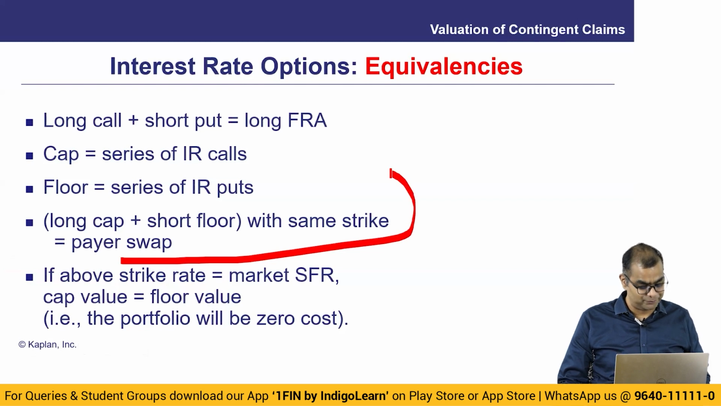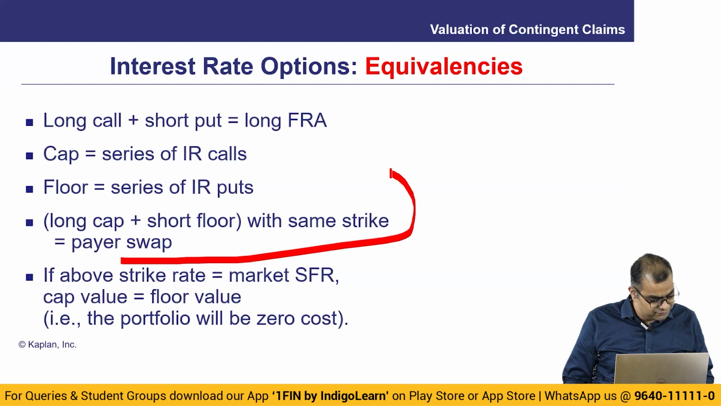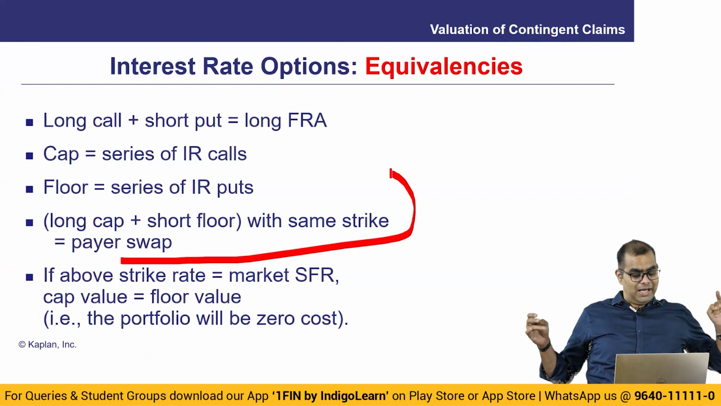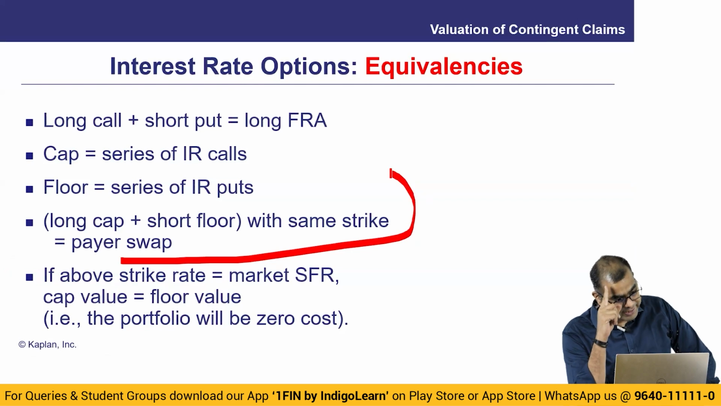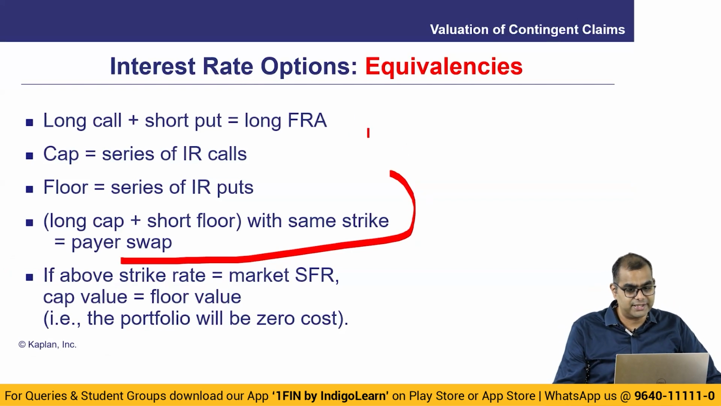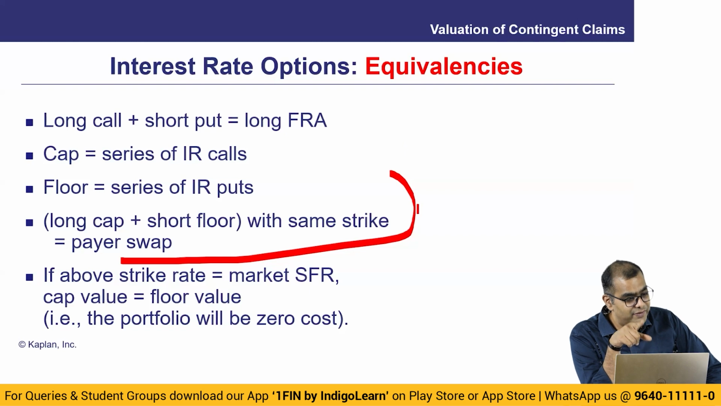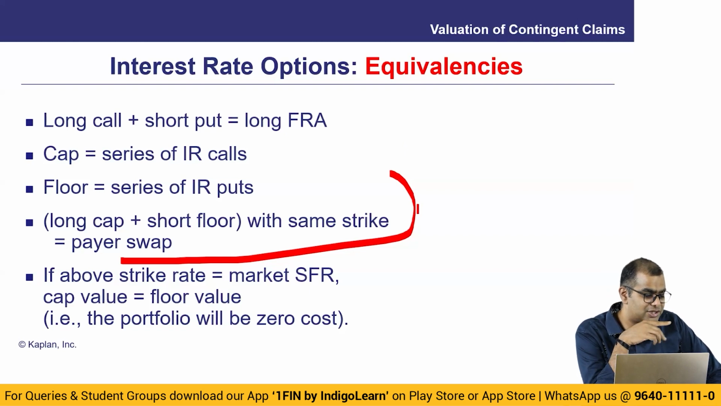Then the last one. If the exercise price on the floor and the cap are set to equal a market swap fixed rate, the value of the cap will be equal to the value of the floor. Now this is the thing. So, what is the swap fixed rate? If you remember the formula for the swap fixed rate, the rate at which various variable rate payments are converted into one single annual fixed rate. What is it?